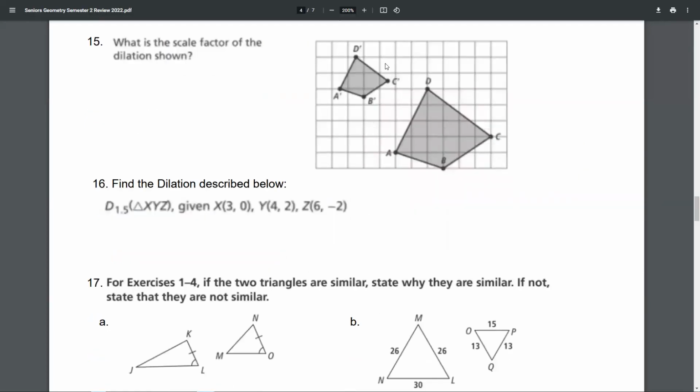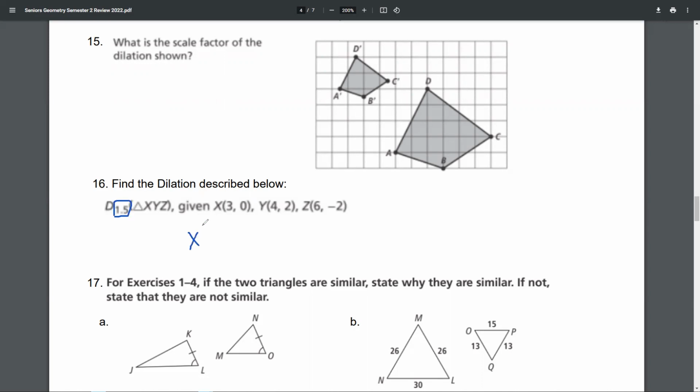Number 16, we have a dilation by a scale factor of 1.5. Since it doesn't specify what the center of dilation is, we're going to assume it's 0, 0, the origin. And since the center of dilation is 0, 0, you can simply multiply all of these coordinates by the scale factor, 1.5.